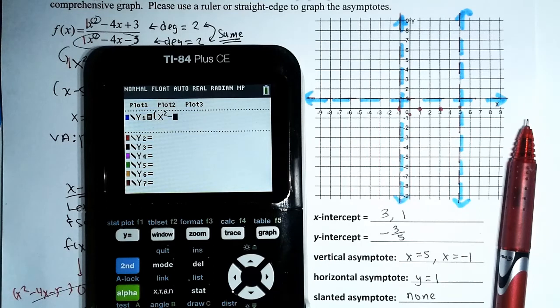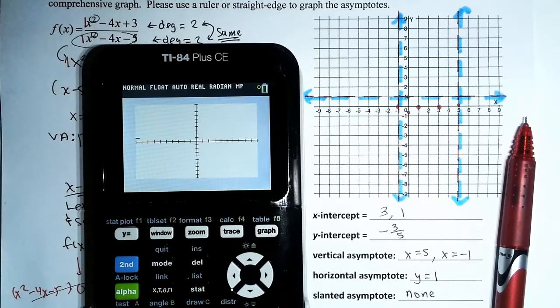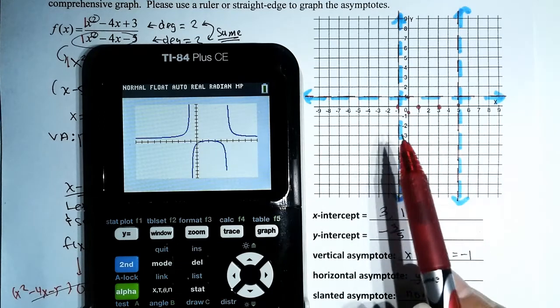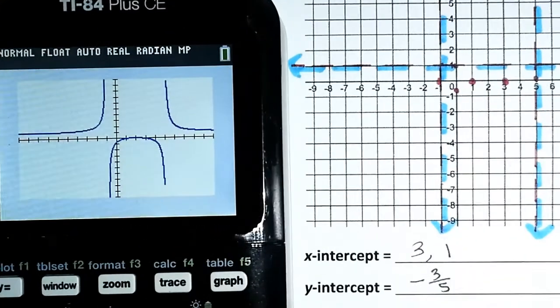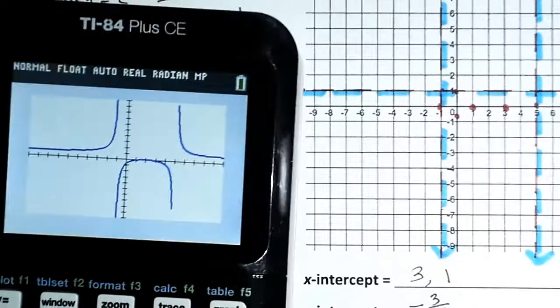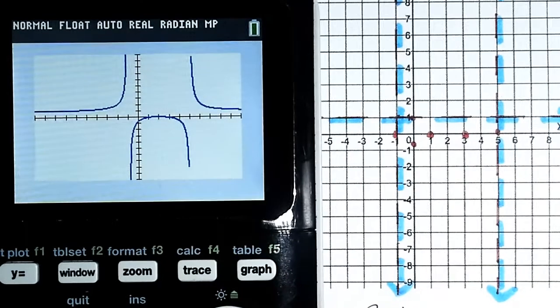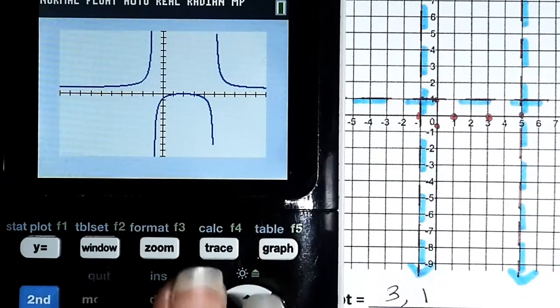So we have x squared minus 4x plus 3, close the numerator, divided by, open the denominator. So we have x squared minus 4x minus 5, close the denominator, and then we hit graph. Cool. So look at that. How beautiful is that? It kind of looks like we have an x-intercept at 1. Let's zoom in. Let's zoom in more. Okay, just kidding. That's as big as we can get.